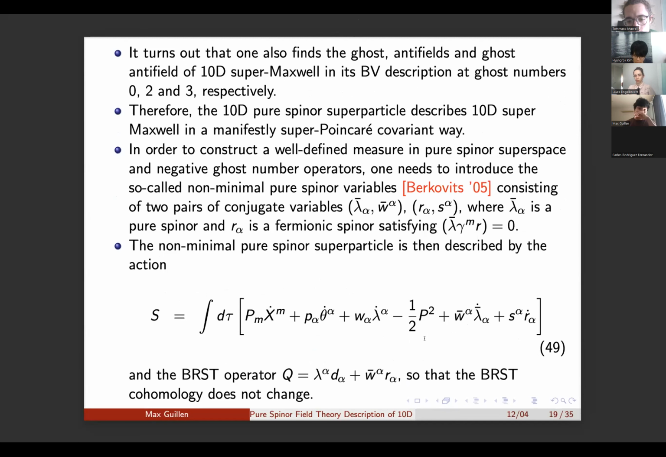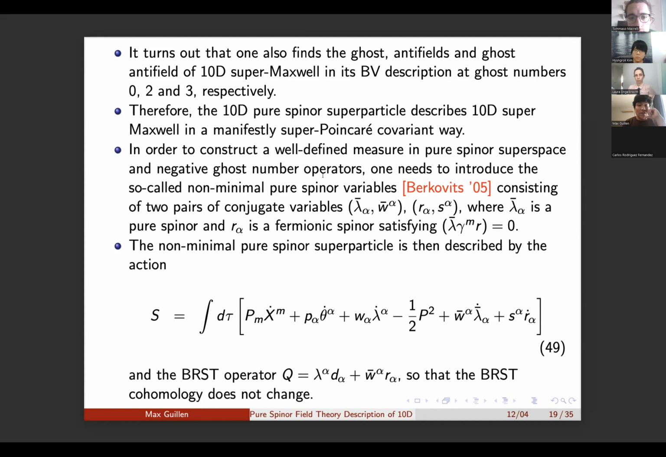Okay, but we can also analyze the cohomology on the other Gauss number sectors, for instance, the Gauss number 0, the Gauss number sector 0, 2, 3, 4, and so on. And it turns out that we only find non-trivial cohomology in the Gauss number sectors 0, 2, and 3. And these are basically the Gauss fields and Gauss antifields of 10-dimensional super Maxwell in its Batalin-Vilkovisky description, respectively. Okay. So therefore, the 10-dimensional pure spinor superparticle describes 10-dimensional super Maxwell in a manifestly supersymmetric covariant manner.